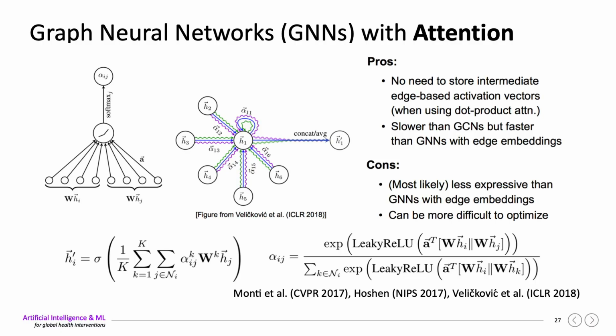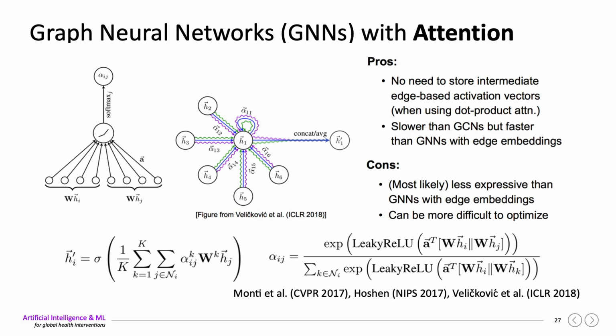The update equation is h_i prime equals sigma of 1 over K times the sum over K attention heads of the sum over neighbors j of alpha_ij at head k times W at head k times h_j. And the attention coefficient alpha_ij is the softmax, exp of LeakyReLU, of a transpose times the concatenation of W h_i and W h_j, divided by the sum over all neighbors k of the same quantity.